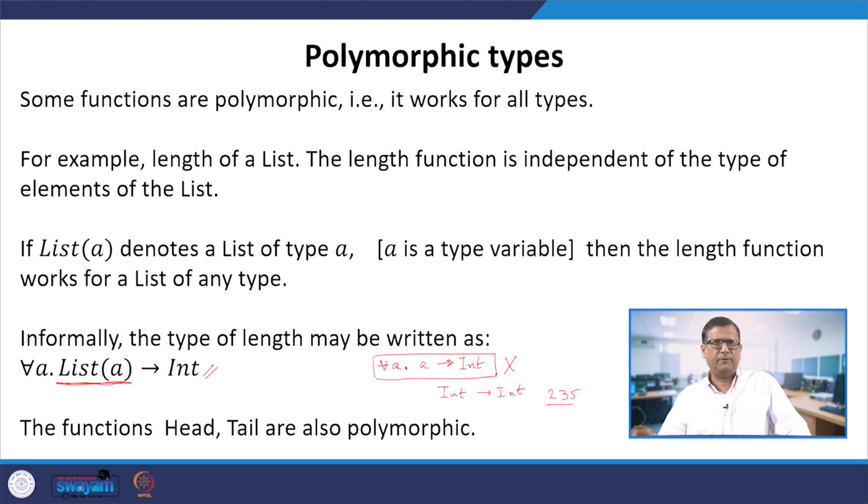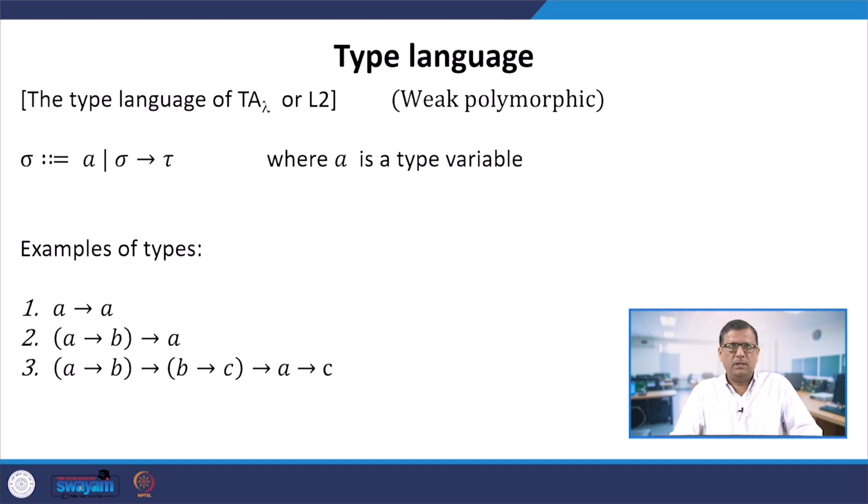And we are seeing other functions also like head, like tail, then reverse, and there are several other operations on lists that are all polymorphic. We now discuss the type languages. First we consider the language that was used in TL lambda, that we named L2, and that is weakly polymorphic in the sense that the for all quantifier is not used. Universally quantified types we cannot do in TL lambda.